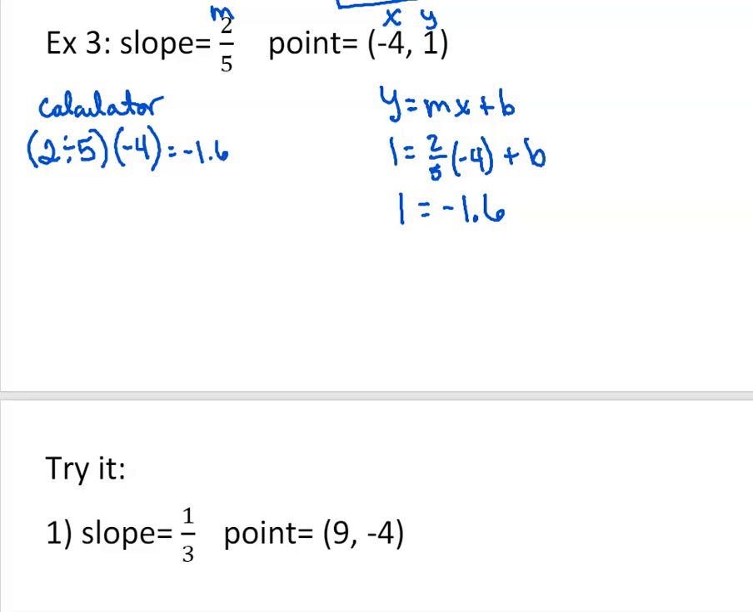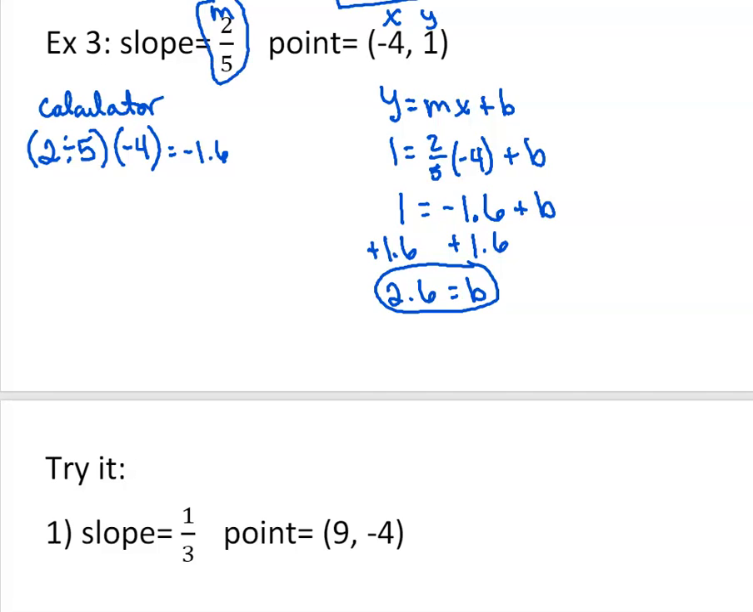Just so you can see where that came from. And that's still plus b. So I'm still solving for the b like I was before. Since that's a -1.6, I'm going to end up adding it on both sides. So I'll get 2.6 equals b. And I'm going to take my b value and my m from up here and write my equation. So I've got y equals my slope, which was 2/5, and my b value, which was 2.6.